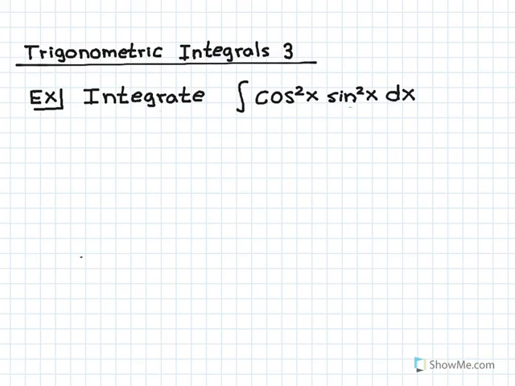In this video, we're going to look at some more trig integrals. Here we have the integral of cosine squared x times sine squared x dx. So we have an even power of cosine x and an even power of sine x. We're going to apply the half-angle trig identities.